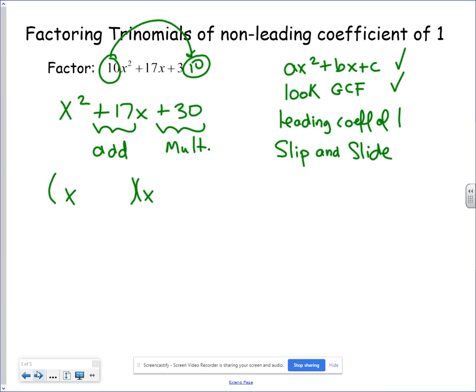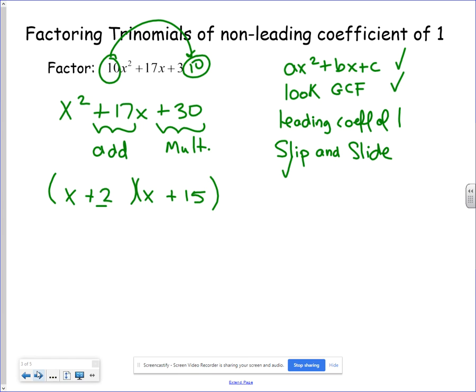So when you think about that, I'll put down our factors here. We've got x something and another x something. We've got to figure out what that something is. Well, the something is going to be positive 2 and positive 15. 2 times 15 is 30. 2 plus 15 is 17. What method did I use? Slip and slide. So I did the slip part, now I've got to do the slide part.